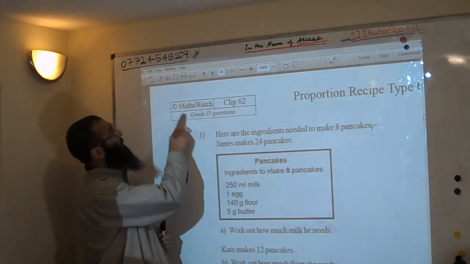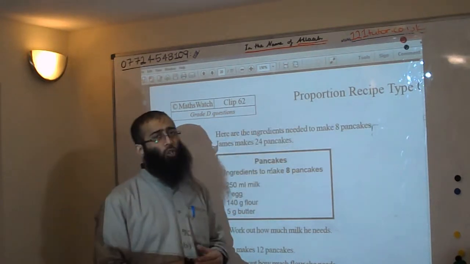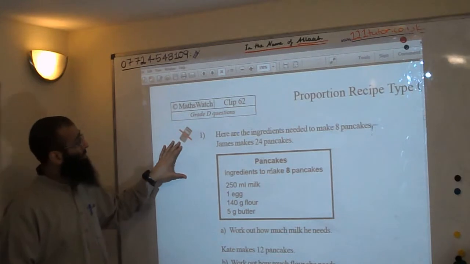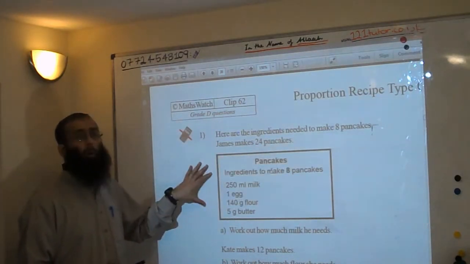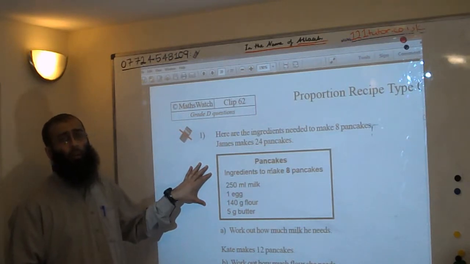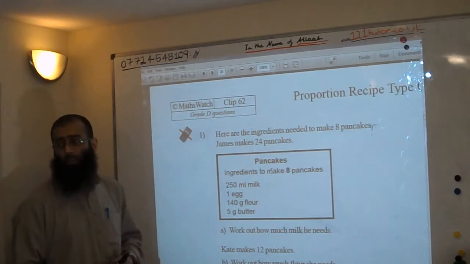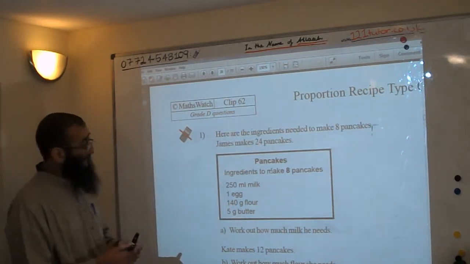Okay, question number 1. We're looking at Maths Watch Clip 62, Grade D questions, proportion recipe type questions. So these ones here are non-calculator. So here are the ingredients needed to make 8 pancakes. These questions are very popular, especially in the GCSE paper, even in the higher paper, in the foundation paper, we have these type of ingredient questions.